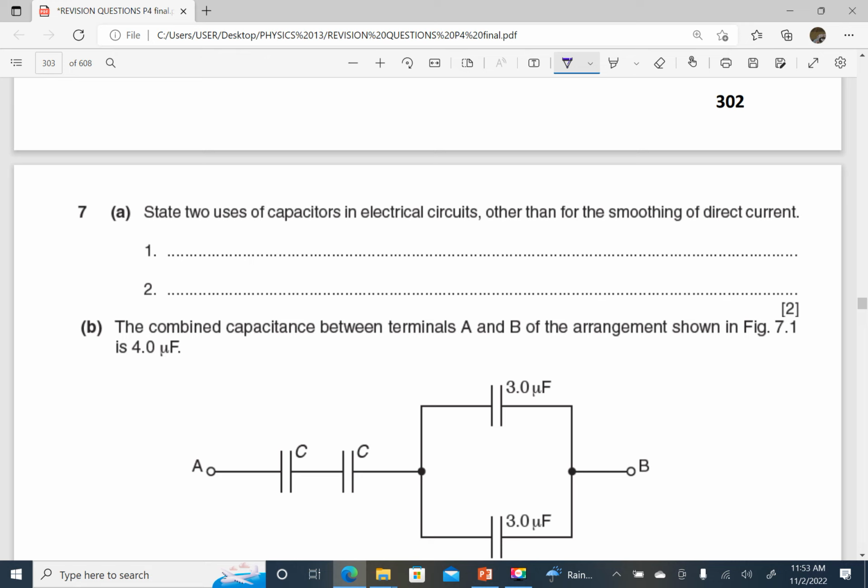Again, state two uses of capacitors in electrical circuits other than smoothing of direct current. Apart from smoothing of direct current, what are other functions of capacitors? So number one, capacitors are used to block direct current. Capacitors are used to prevent sparks or to prevent arcing. Capacitors are used to produce electrical oscillations.